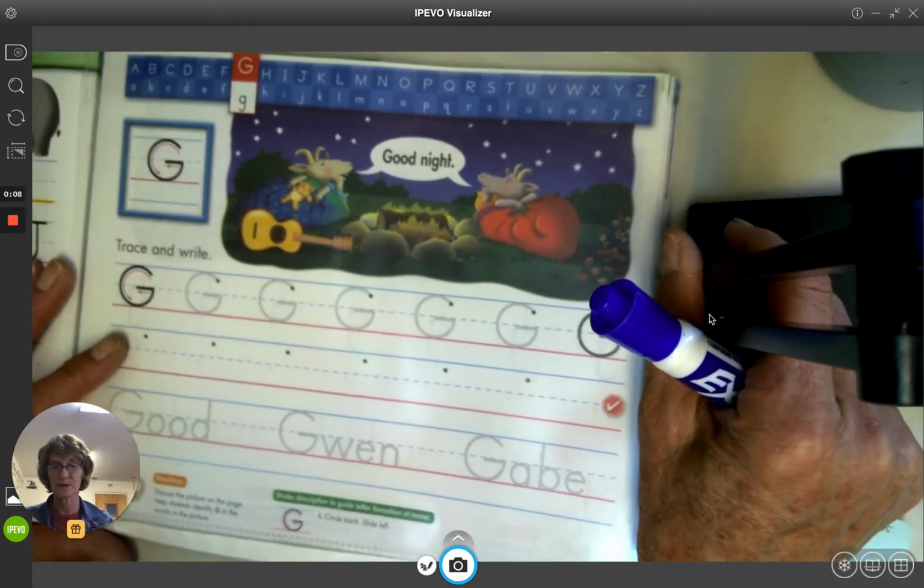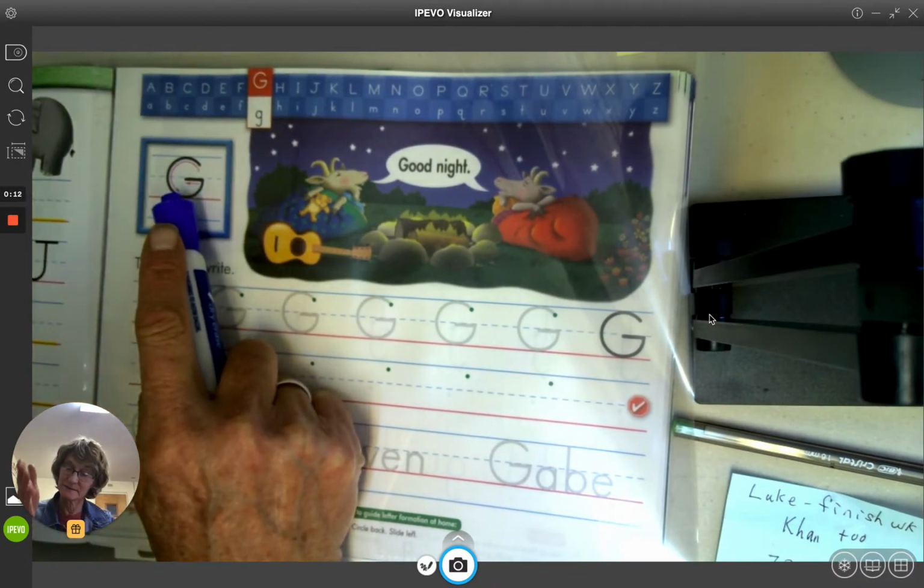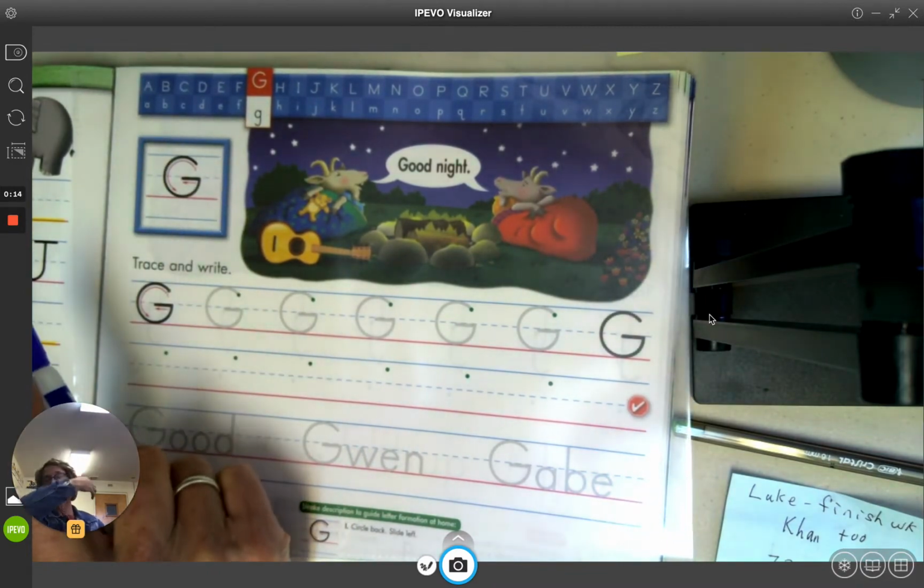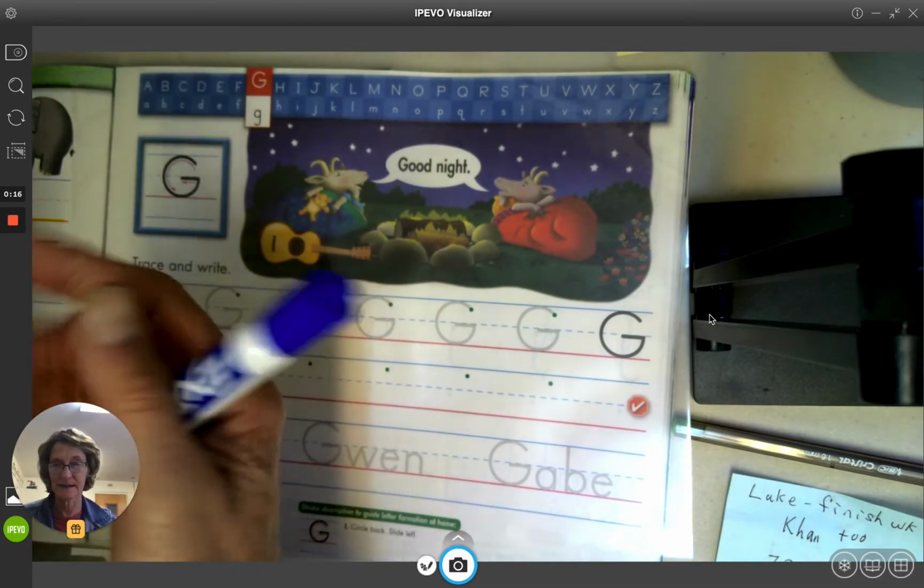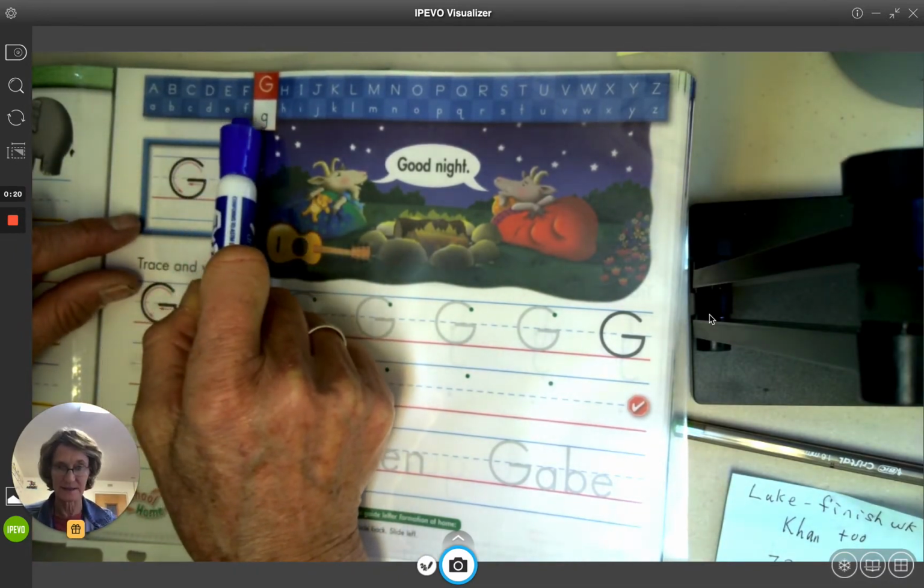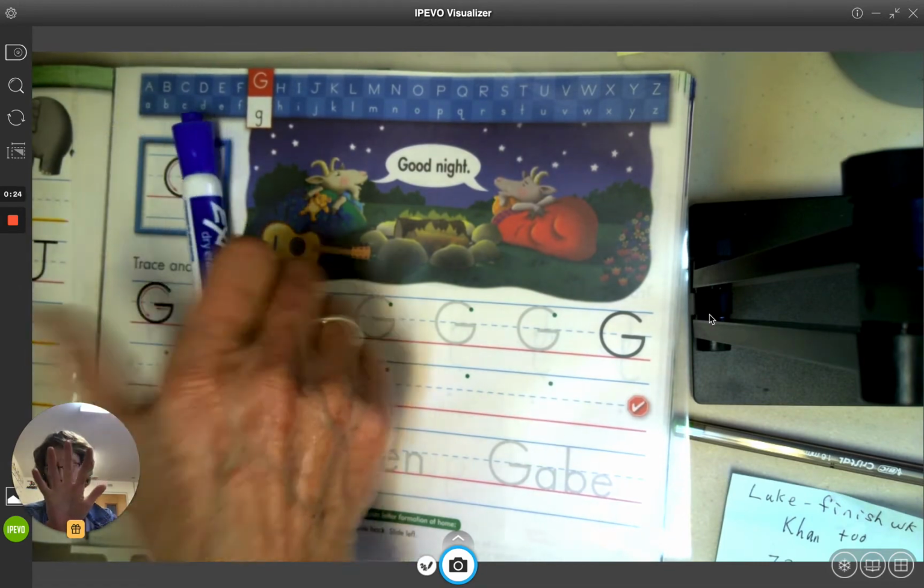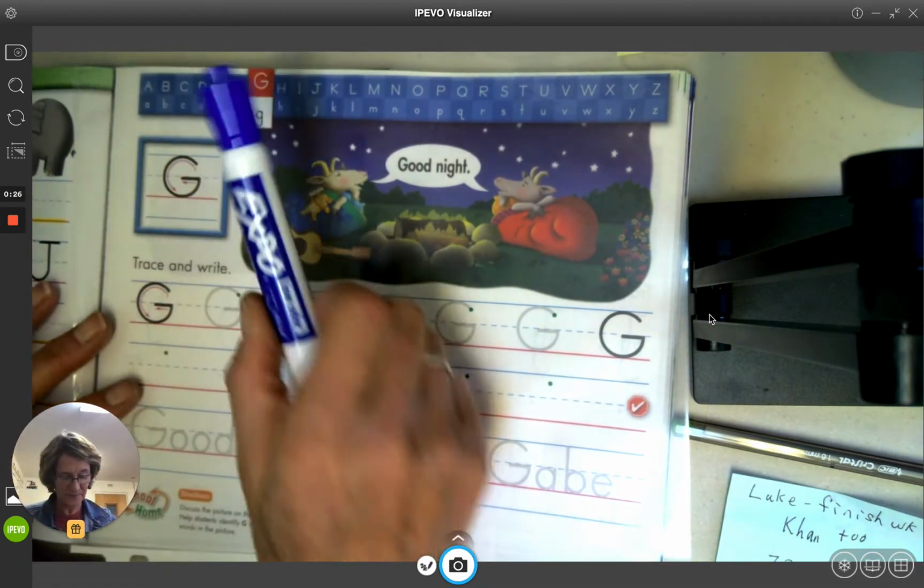All those words start with this letter, which is what? Yes, G. And that's just a little ways into the alphabet, isn't it? A, B, C, D, E, F, G.